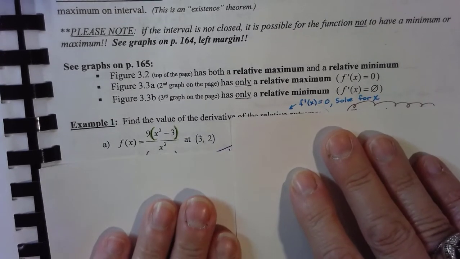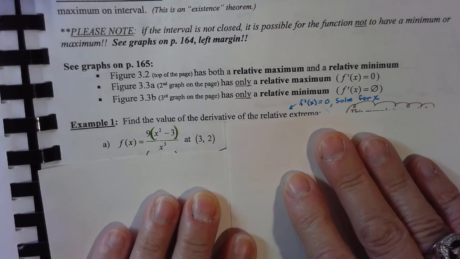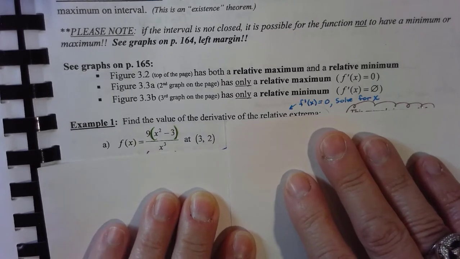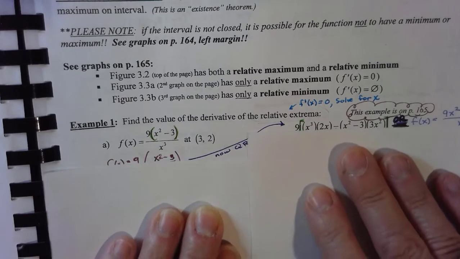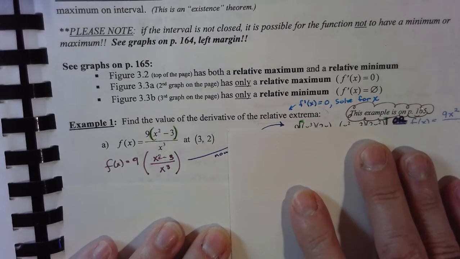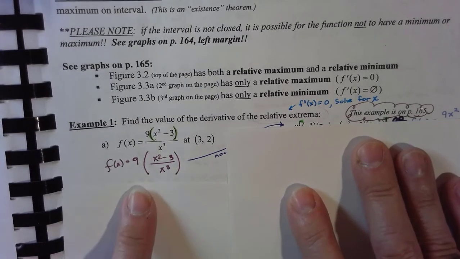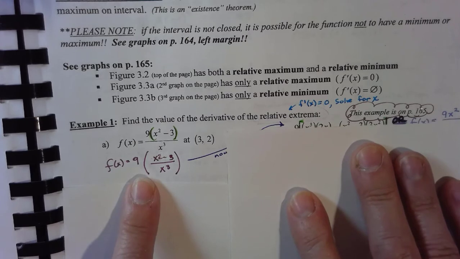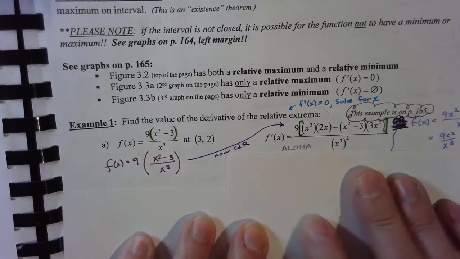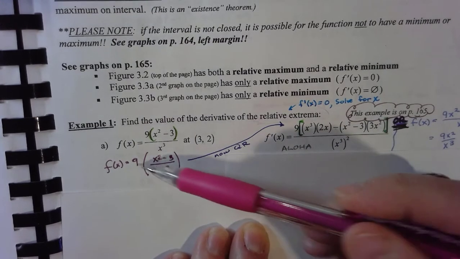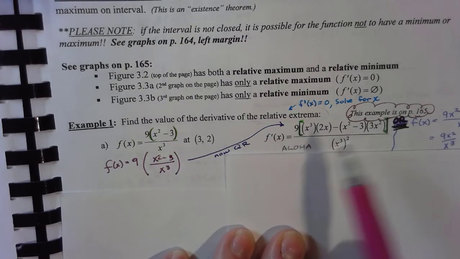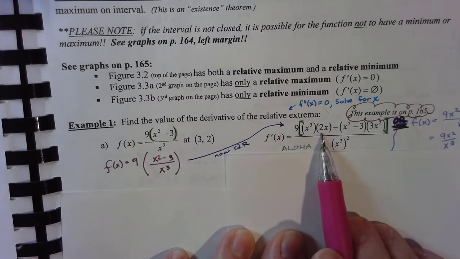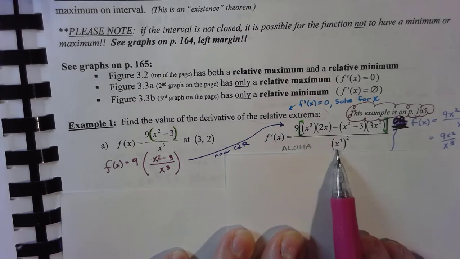So here's our function. F of x equals 9 times x squared minus 3 over x cubed, and we want to know what's happening at 3, 2. So first of all, I would consider this function to be written like that so that we can take the derivative. Notice that this is a constant times this quotient, so the derivative is going to be a quotient rule, okay? Low d high minus high d low over low low.